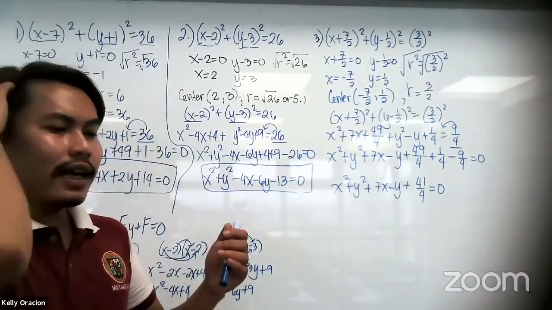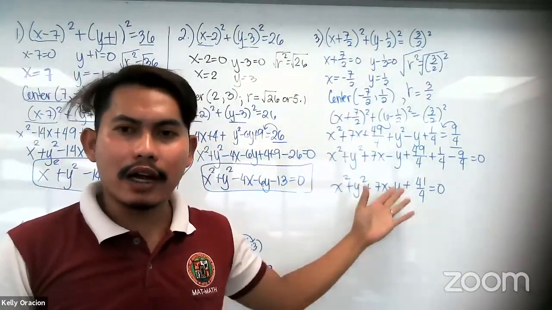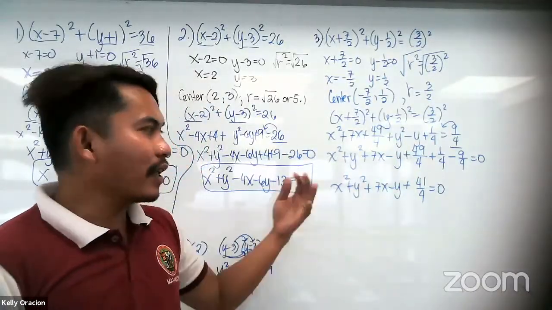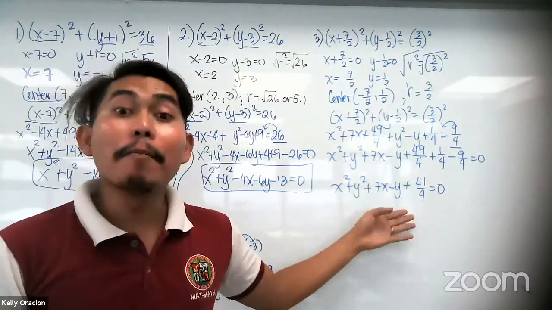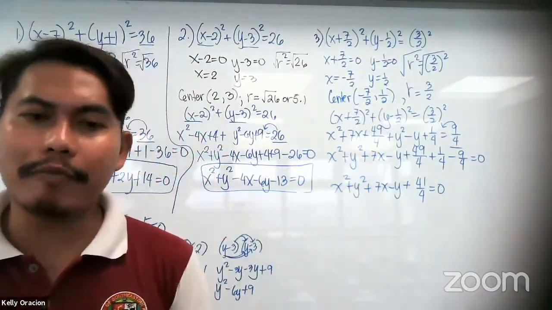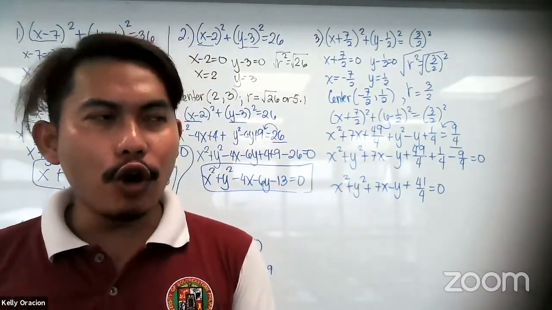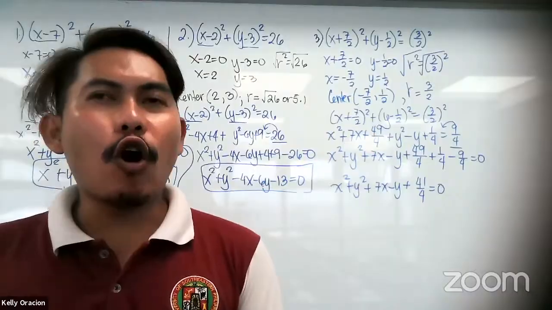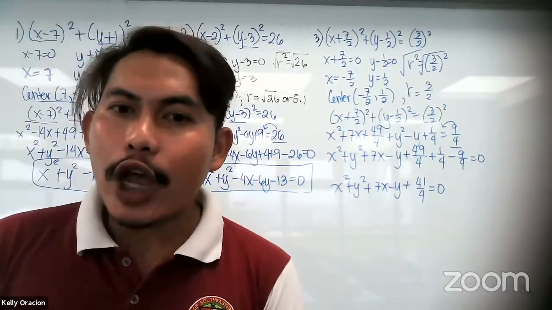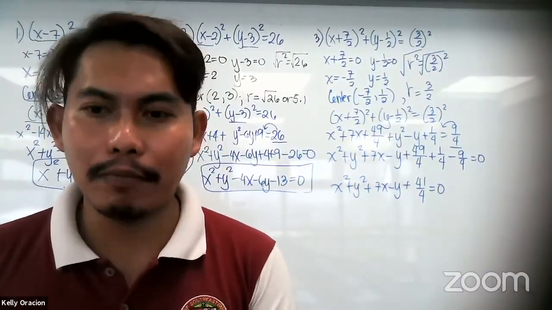Okay, this is the solution for item number 3. Okay? Ito yung solution ng item number 3. Now, sir, ba't ka nag-stop dito? Okay, may continuation pa ito. Sa general form class, dapat yung constants natin are whole numbers. Again ha, sa general form, yung constants natin are whole numbers.